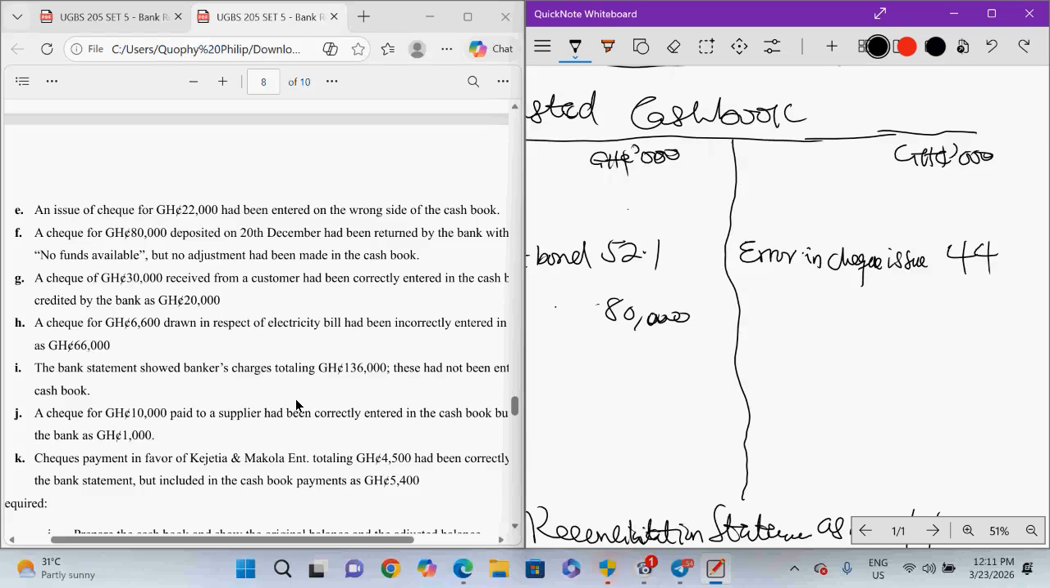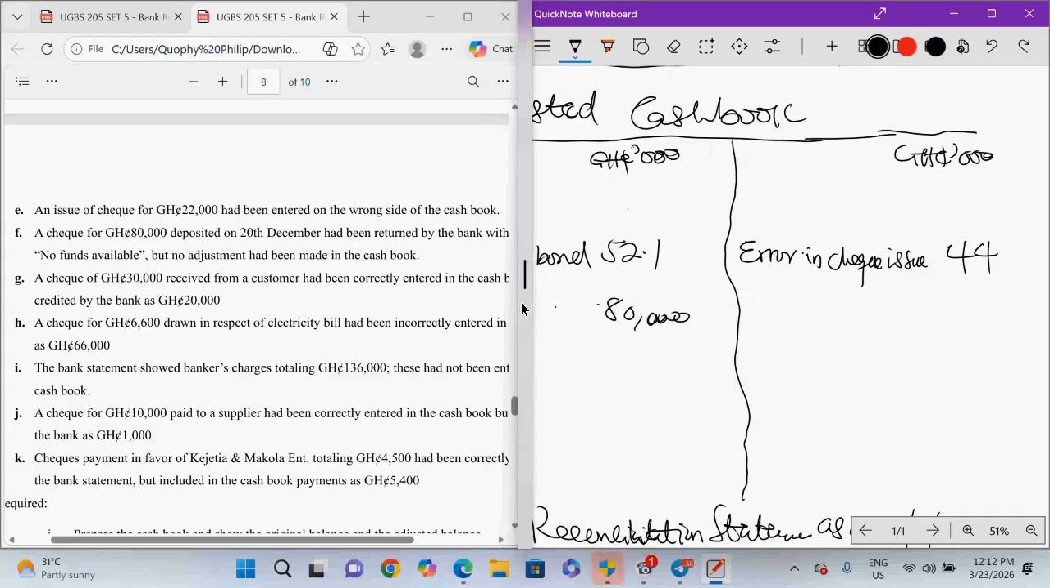The customers brought us a check when they were paying for the goods they bought from us. Instead of paying cash, they gave us a check. That's why some businesses don't even allow checks. Sometimes when you go to the bank to cash out, they will disallow your check because of some reasons. And the reason here is no funds available. You don't have money and you have given us a check.